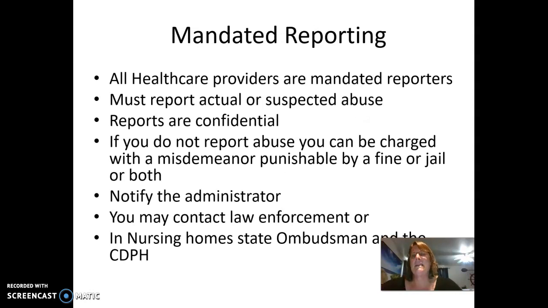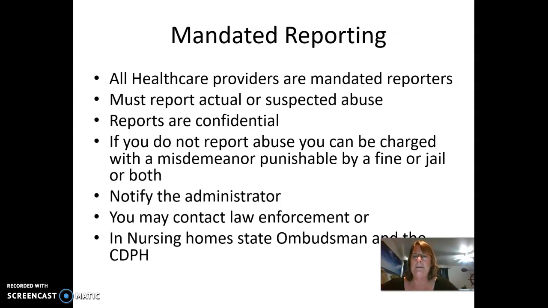We are mandated reporters, and we are going to be talking a lot about this. We are going to be looking at a movie called Our Duty to Report, and we're going to go over some things in our orientation packets for the facilities that they require us to talk to you about. But all healthcare providers are mandated reporters. We must report actual or suspected abuse.